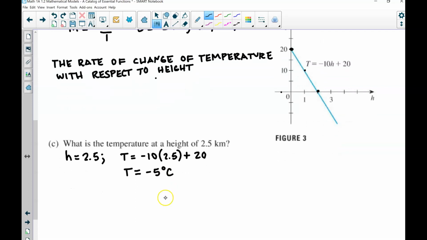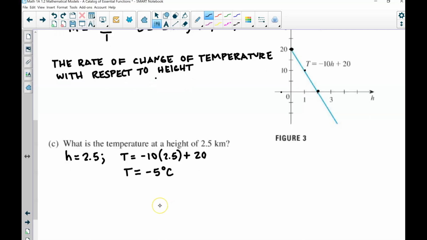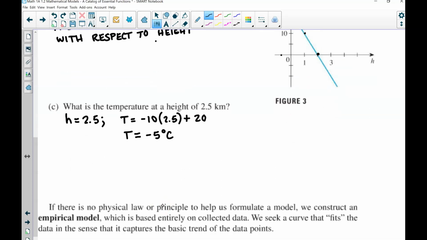What that means is at a height of 2.5, the temperature is going to be negative 5 degrees Celsius. Now, if there is no physical law or principle to help us formulate a model, we construct an empirical model, which is based entirely on collected data. We seek a curve that fits the data in the sense that it captures the basic trend of the data points.